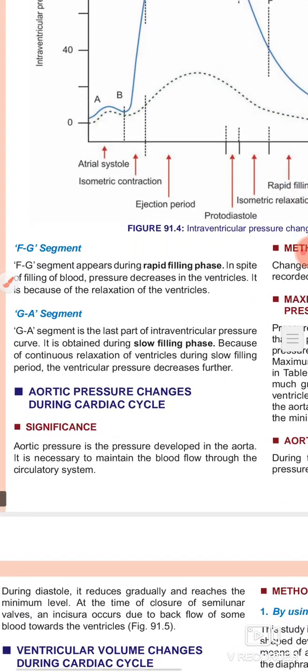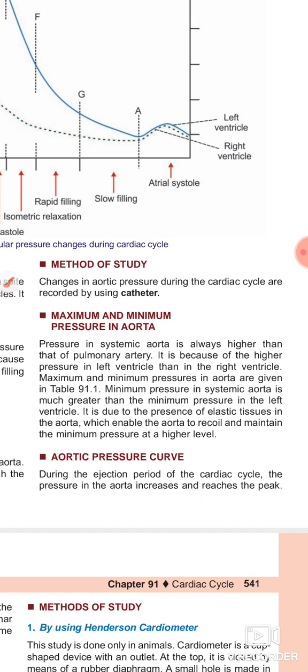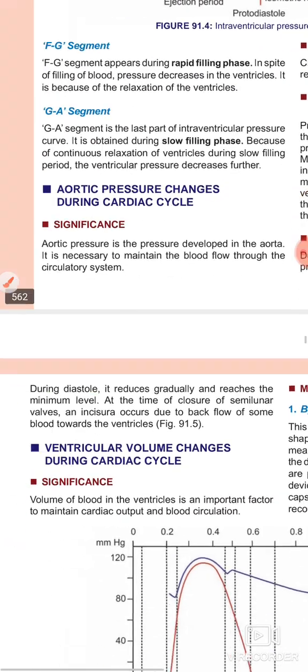Then the aortic pressure changes. Aortic pressure is developed in the aorta, and it is used for the maintenance of blood flow. It is also measured by the use of a catheter, and this process is called catheterization. Then there are the aortic pressure curves. We don't have to discuss them.